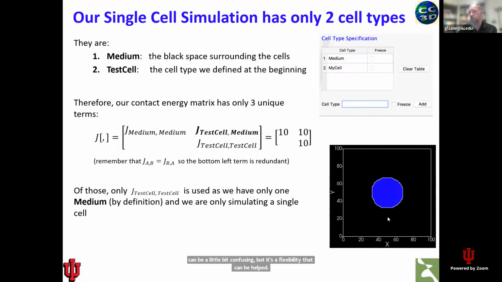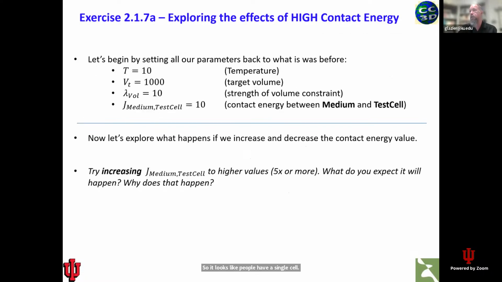Great. So it looks like people have a single cell. Does anybody need help with that? Okay. Let's set temperature to 10, target volume to 1,000, lambda volume to 10, and J medium test cell to 10. Okay. And now either when you're running the simulation in the model editor or in the code, increase J medium test cell to 50. What happens?